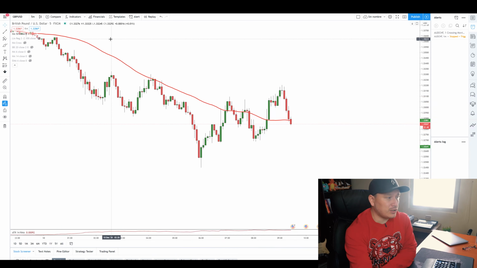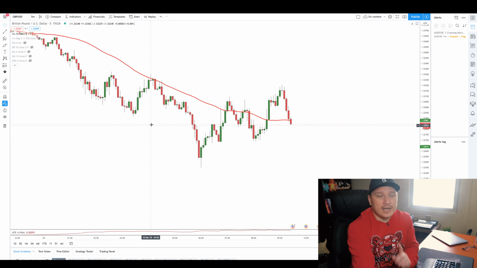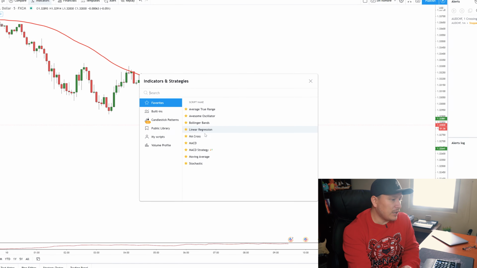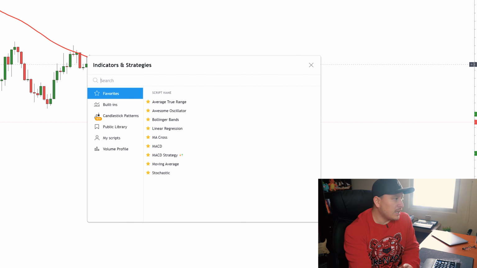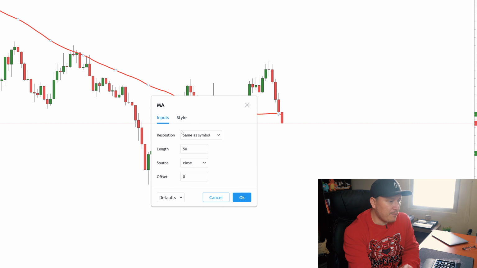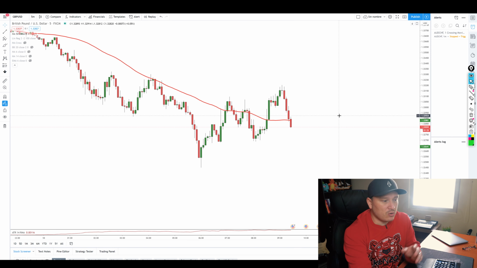In order for us to do this, the first thing we're going to need is a 50 moving average, a 50 period moving average. The way you get it is you go to this part right here where it says indicators, choose a moving average, click on it, and determine the inputs, where 50 is the period. Once you hit okay, you will see this.